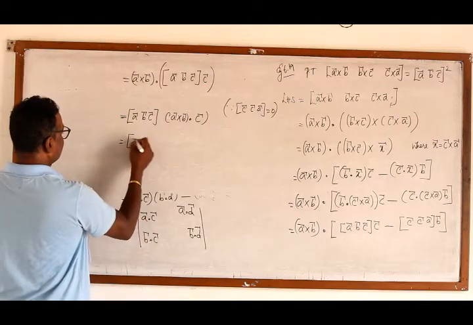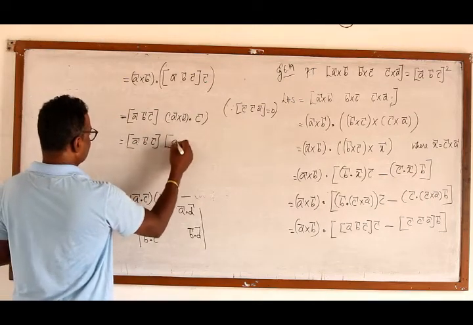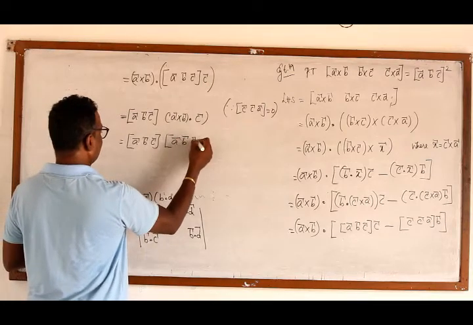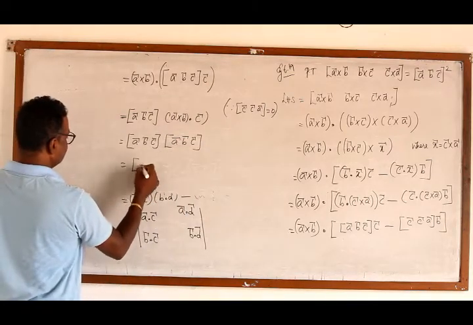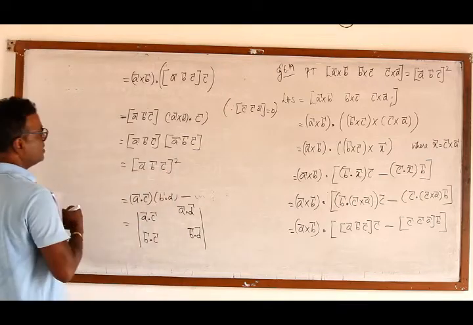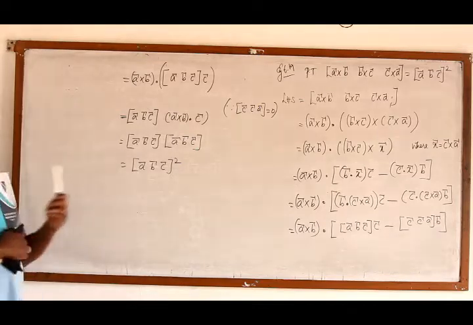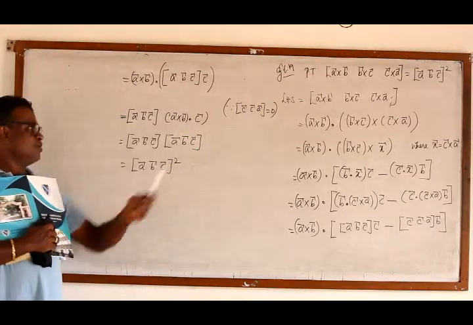Now again, ABC, here dot and cross means box product ABC. Therefore ABC into ABC is ABC the whole square. So the box product of A cross B, B cross C, C cross A is the box product of ABC the whole square.